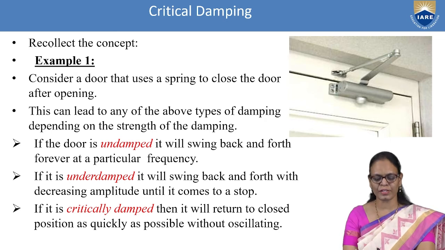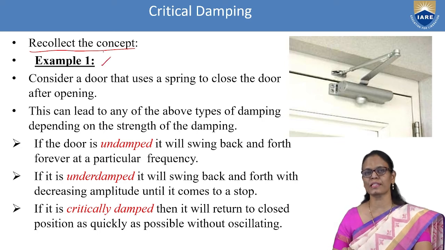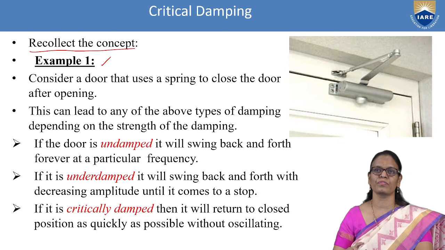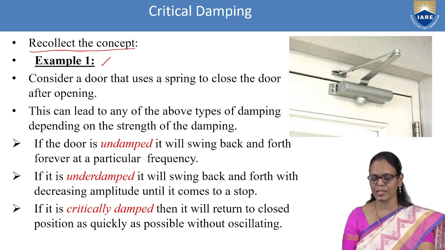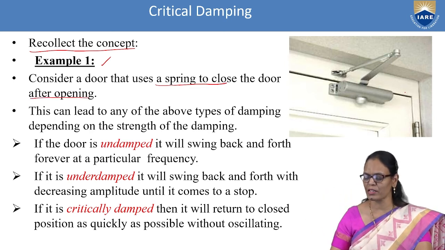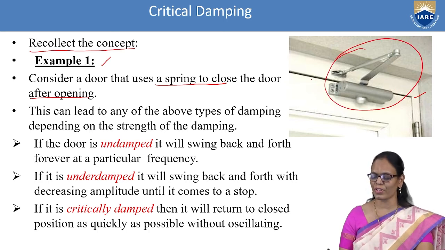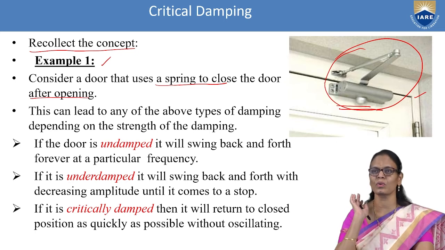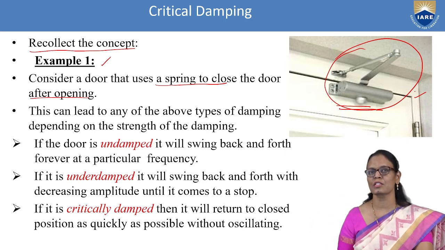Now, we'll try to understand the concept we have discussed with the help of an example, an example which we see in our day-to-day life. What we are going to consider is a door that uses a spring to close the door after opening. In most cases, as you see in the figure here, this is a door closure. We are using a spring mechanism to close the door. After opening, the door has to close automatically, and for that we are using a spring.